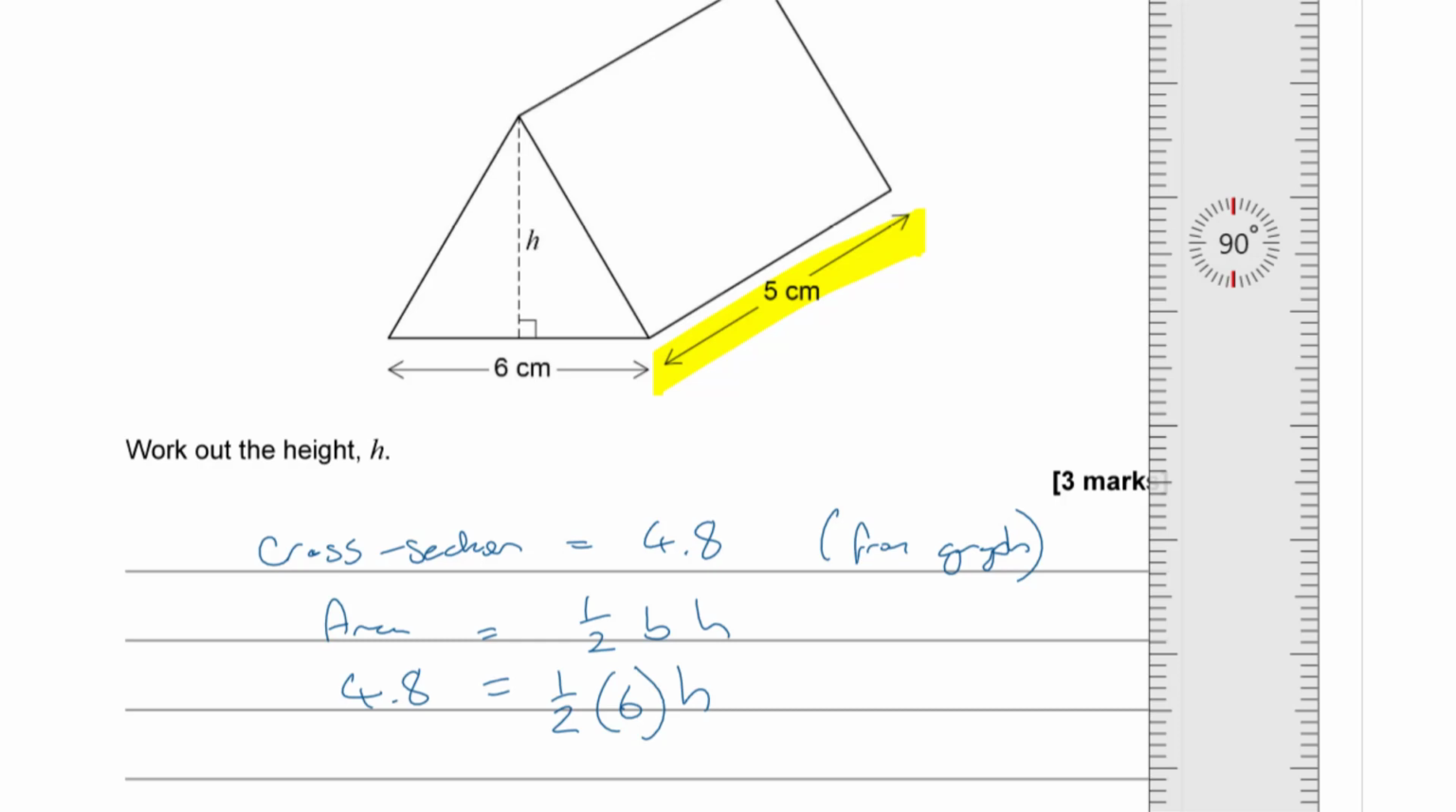So what can I do here? I can multiply these. Half of 6 is going to be 3, isn't it? So just simplifying that first, that's 3h is equal to 4.8, and then cross multiplying the 3 over there to find what h is. h is going to be 4.8 divided by 3, which is 1.6. So it's going to have a height of 1.6 centimeters.